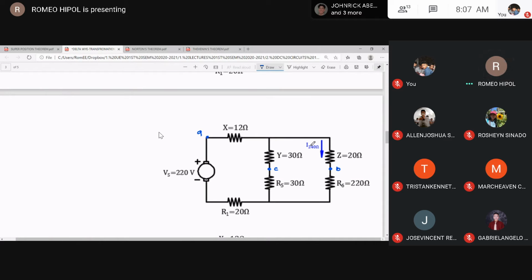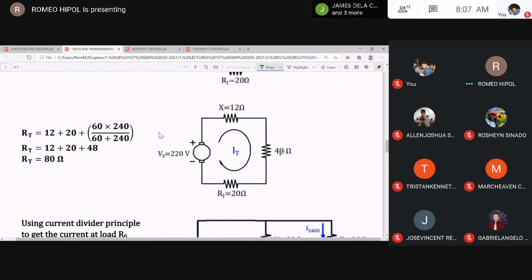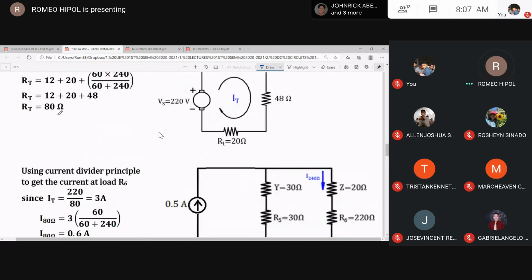Mapapansin nyo, nagkaroon ng changes sa circuit. Di ba? Mas madaling i-analyze. Nagkaroon tayo ng series, parallel, or combination circuit that we can simplify or get its equivalent total resistance. Okay na? So, we have two parallel branch circuit. So, getting the equivalent resistance of these two parallel branches. So, then get the total resistance. So, we have 80 ohms.